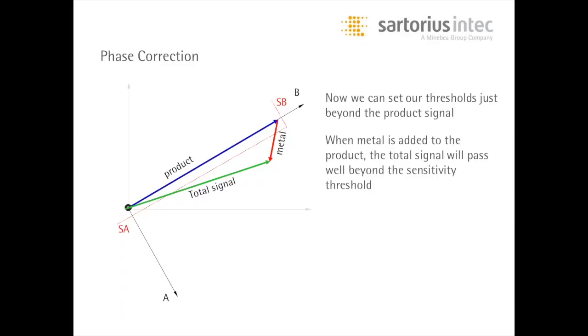So we've done nothing to the product signals or the metal signals because we have no control over that. It is what it is. The only thing we can do is change our point of view or how we look at these signals. And that is called phase correction. And so now the metal will be detected.